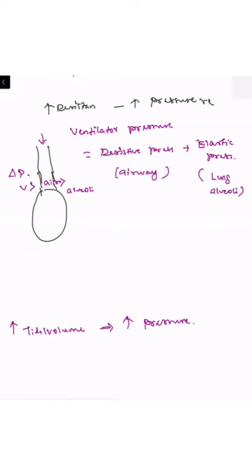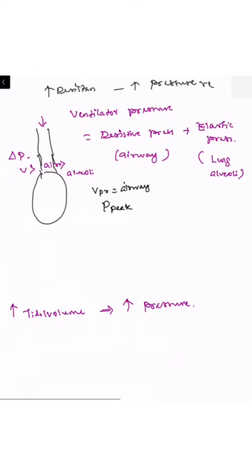So normally at some point, the maximum pressure at which the ventilator pressure is almost equal to the airway pressure is known as P peak. This is the maximum pressure at the end of inspiration. So at the end of inspiration, the pressure in the ventilator settings as well as the airway will be equalized. So we can make a diagram like this.